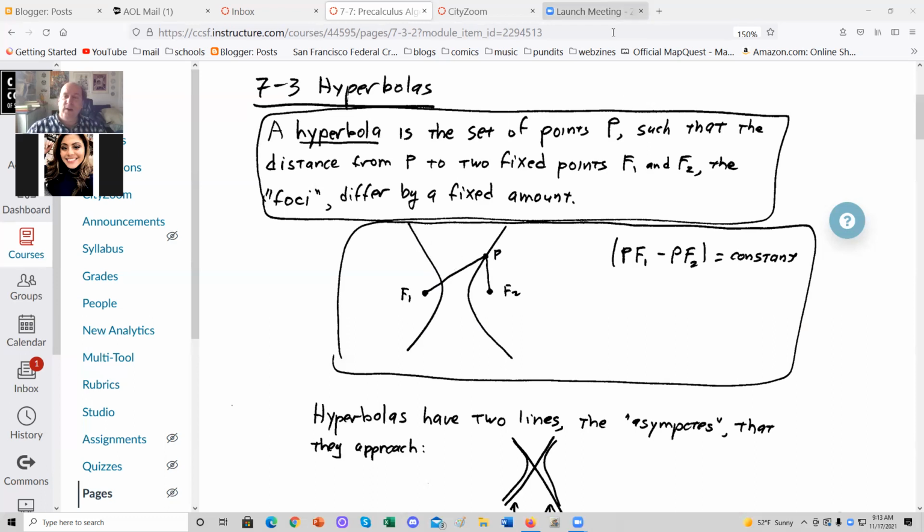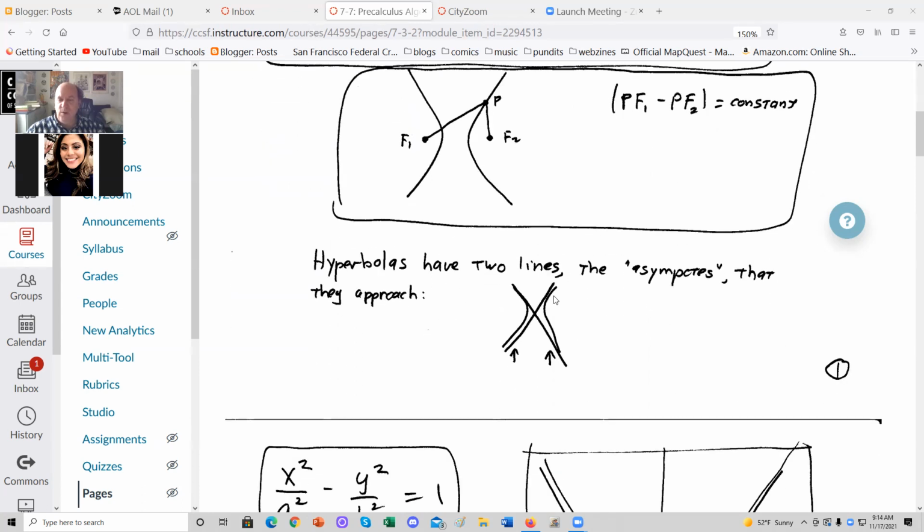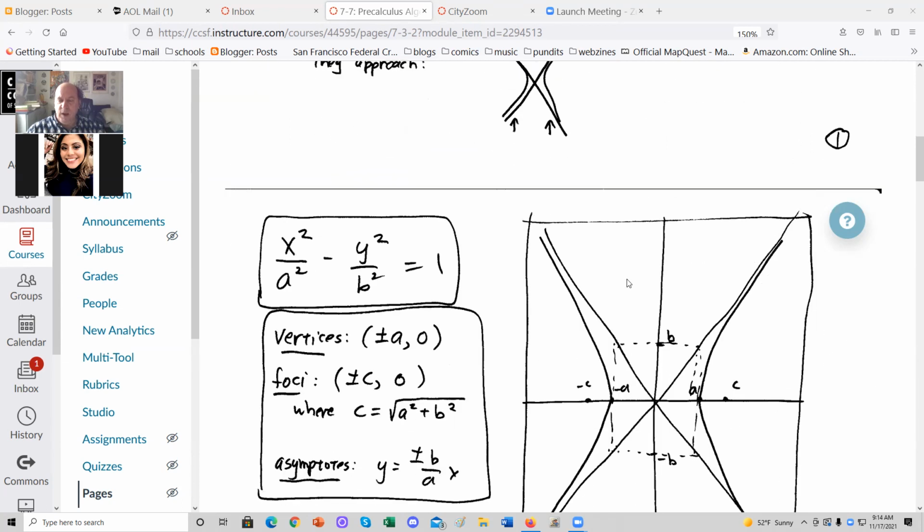Anyhow, it's also the set of points P, such that the distance from P to two fixed points F1 and F2, the foci, differ by a fixed amount. So here's F1, here's F2, and the distance PF1 minus PF2 is a constant. Absolute value is a constant. If you just drop the absolute value sign, you might get one branch of the hyperbola, and if you reverse them, you get the other branch. But with absolute value, you get both branches of the hyperbola. These have two lines called the asymptotes. They approach and never quite reach the asymptotes, but they get ever closer. Here and here. All right, a classic.